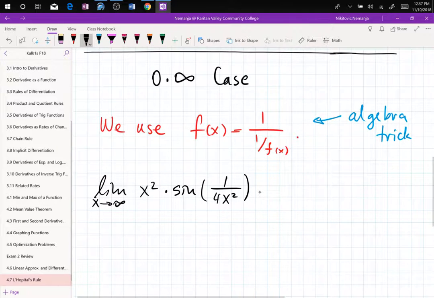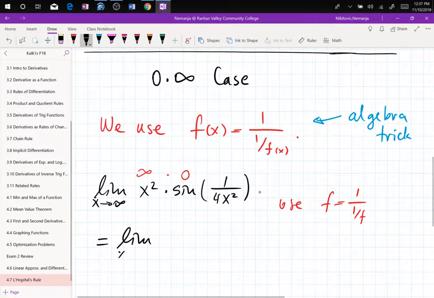So what do I have? When I plug in infinity for x squared, I get infinity. When I plug in infinity for x squared in the sine, I get 1 over infinity, which is 0, and sine of 0 is 0. So I do have an infinity times 0 case. So I'm going to use f equals 1 over 1 over f, which means that this x squared is going to go into the denominator as 1 over x squared. So this is the same.